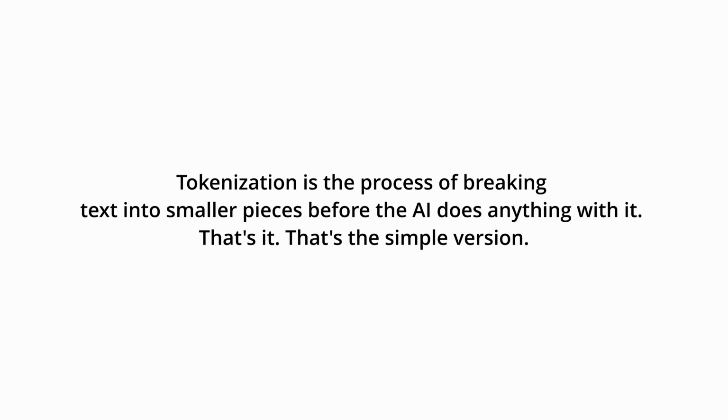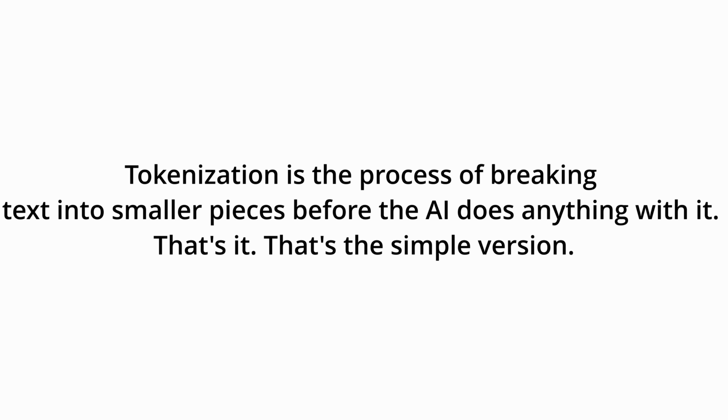So for a model to work with text, that text needs to be converted into numbers, and the tokenization step is the first part of that conversion. Think of it like this. Imagine you are translating books into a secret code, and your code only has numbers. First, you need to break the book into pieces, then replace each piece with a number. That is basically what is happening here.